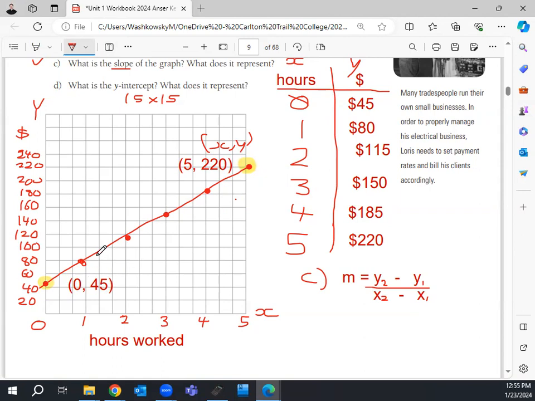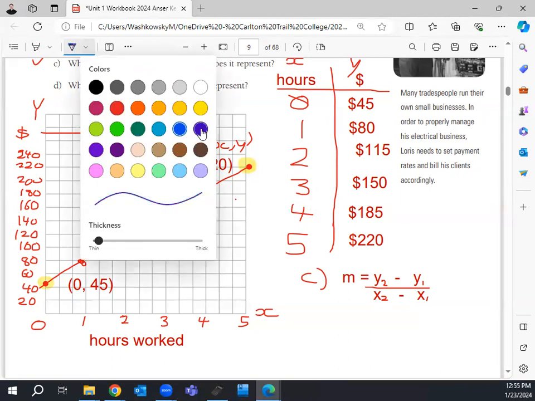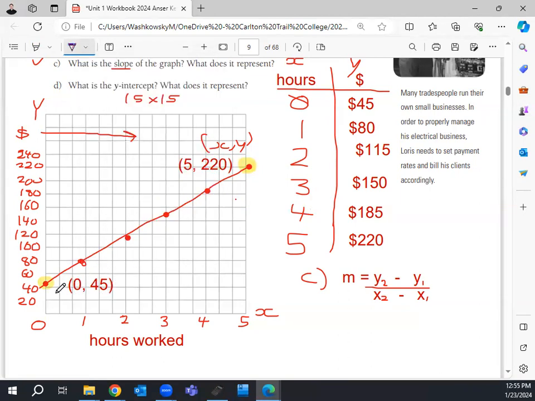When we read a book, we read it from left to right. When I read a graph, I read it from left to right. I'm going to start at the left side of the graph down here and follow it along to the right. Which of these 2 points am I going to encounter first? 0 to 45, right? So this is my first point, and this is my second point.